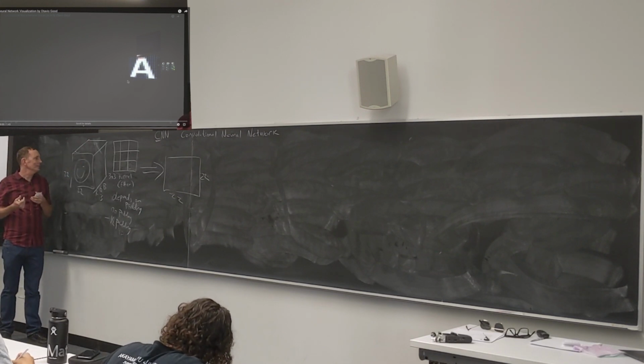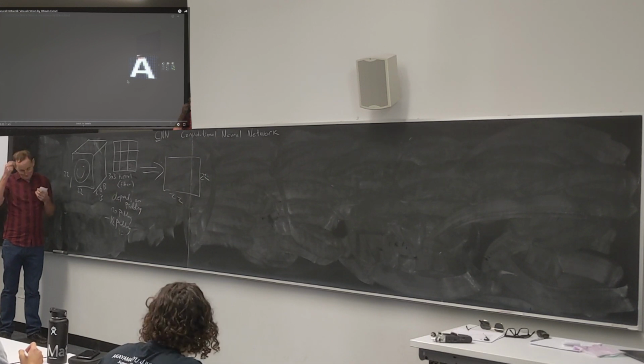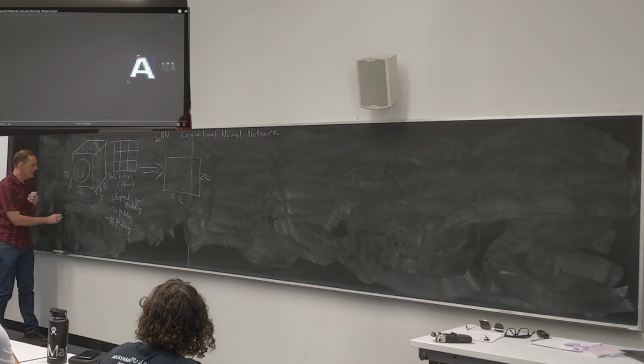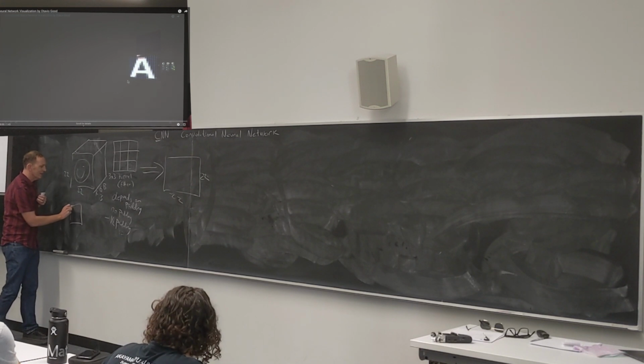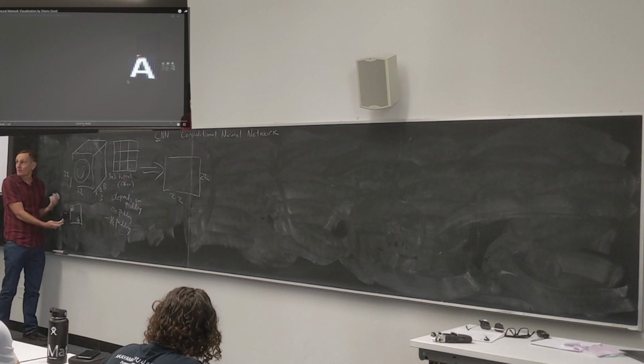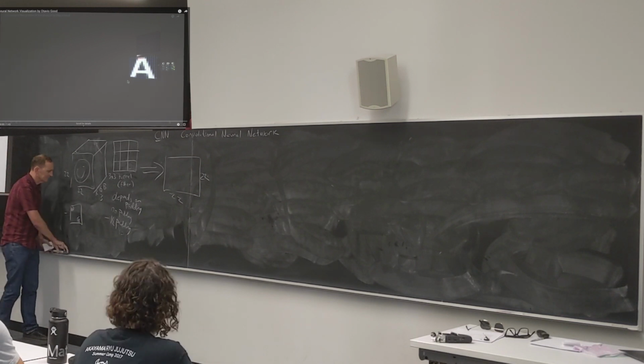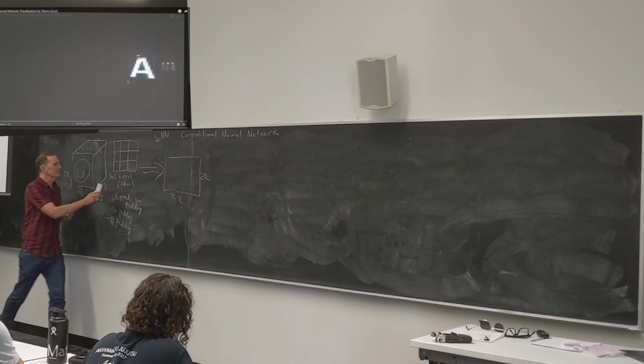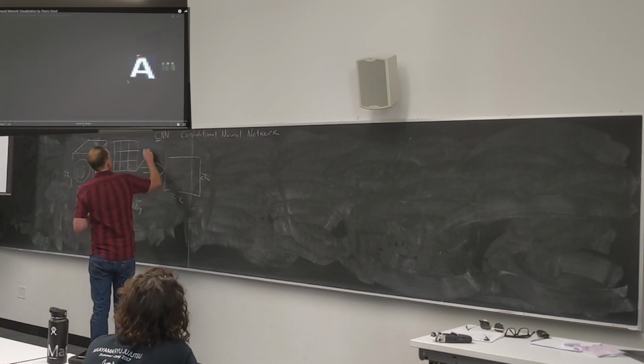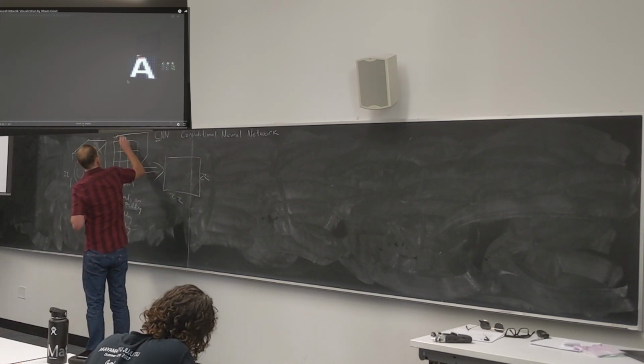We may have a little kernel that's trying to find a red thing happening here and a green thing happening here. And so it needs to be able to look at the red and the green simultaneously. So we're going to extend this kernel to be 3 by 3 by 3.